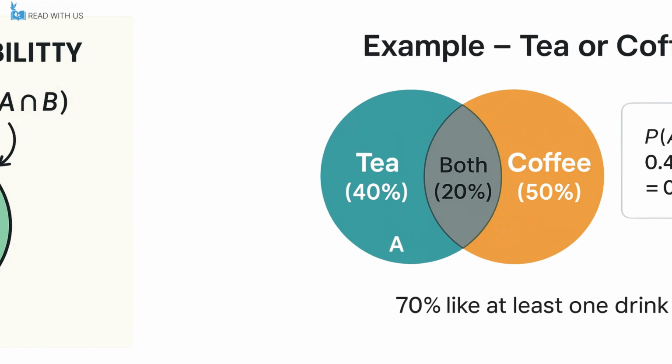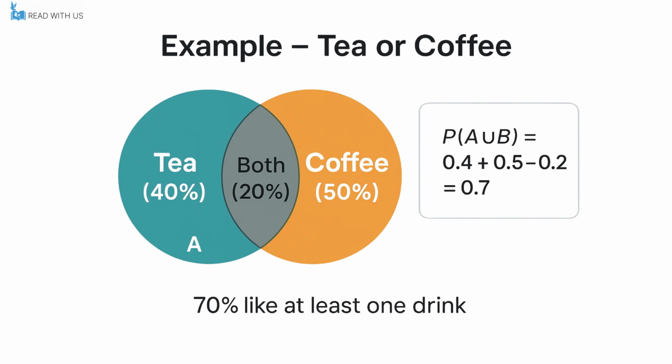Let's look at another example. In a survey, 40% of people like tea, 50% like coffee, and 20% like both. To find how many like tea or coffee, we use the formula P(A∪B), or 0.4 plus 0.5 minus 0.2, which is 0.7. So 70% like at least one of the two. A Venn diagram makes this easy to visualize. The 20% overlap is counted only once.